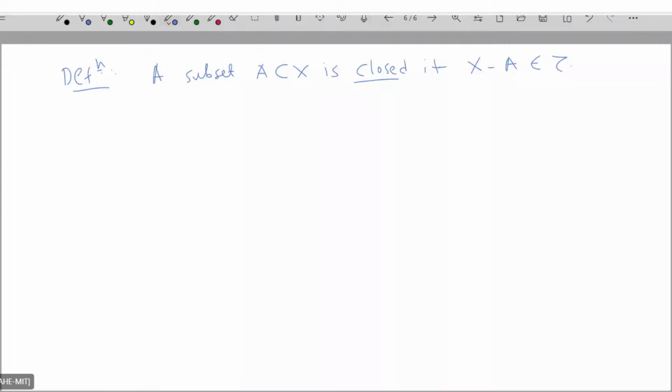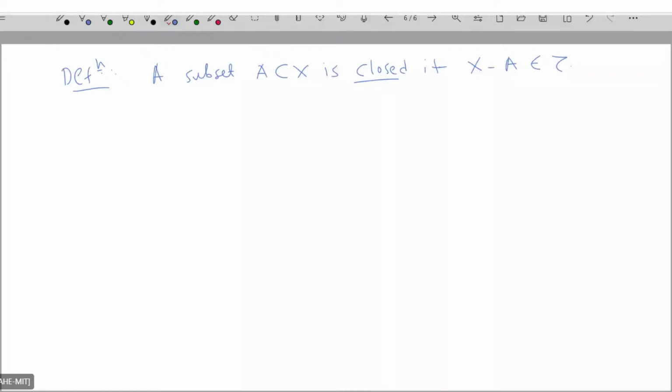So that means take the complements of the elements of tau, you will get the collection of closed subsets of X. It might be possible that a set can be both closed as well as open. If a set is closed, it is not that it cannot be open; it can be both closed and open at the same time. The set X itself is both closed and open. So not only the improper subset or empty set, but even any proper subset also can be closed and open.